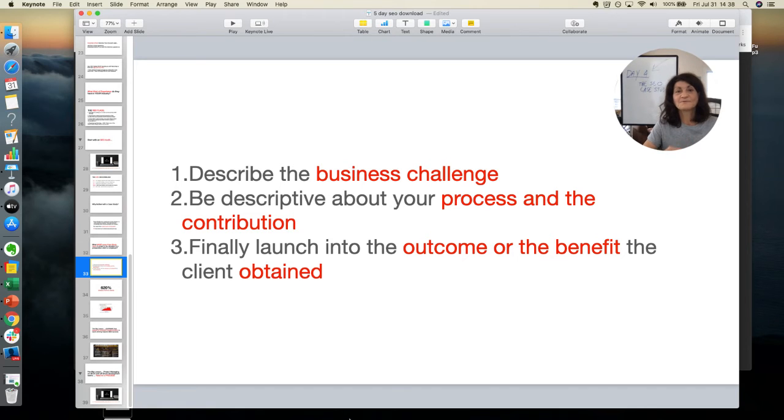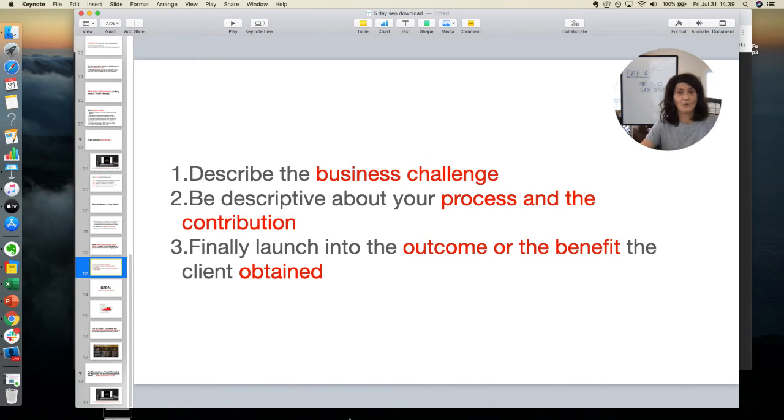Number two, you want to be descriptive about the process. I was just talking to you about the challenge, and as I'm describing the scenario, you start with the challenge: this was the situation, they came to us with this. The next part is the process. What we did was conduct a full technical site audit. We uncovered all of these errors. We did some more analysis and understood that the content management system needed to be optimized. So we prioritized all of our recommendations, batched them up, and worked directly with the development team to get those implemented in a timely manner.